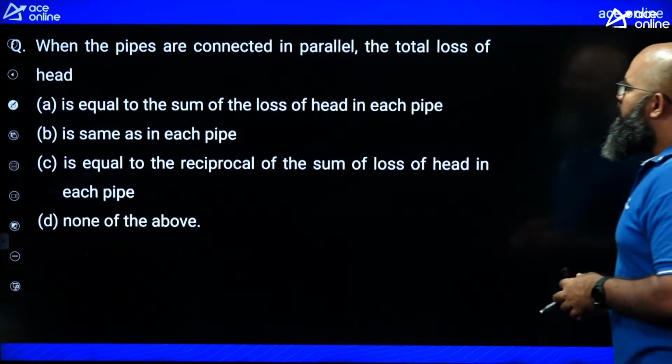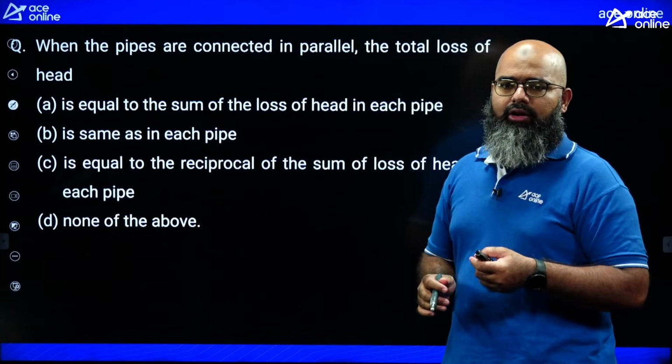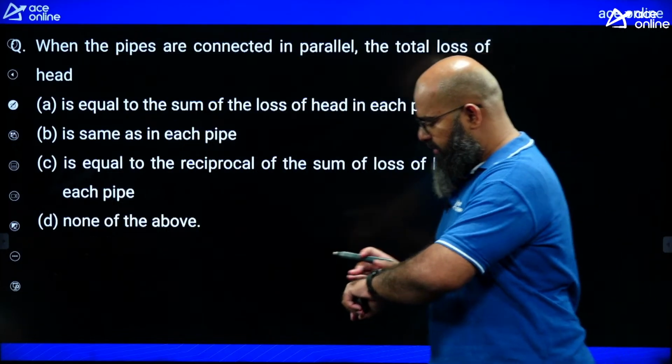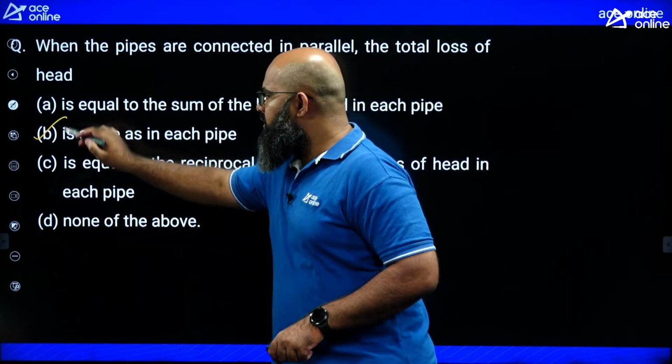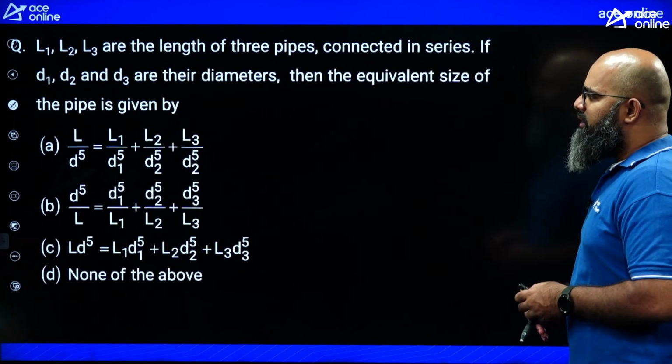When the pipes are connected in parallel, the total head loss is going to be, just now I mentioned, head loss is going to be same in every pipe. So the answer over here is option B. Discharge is going to be added up, head loss is going to be same.